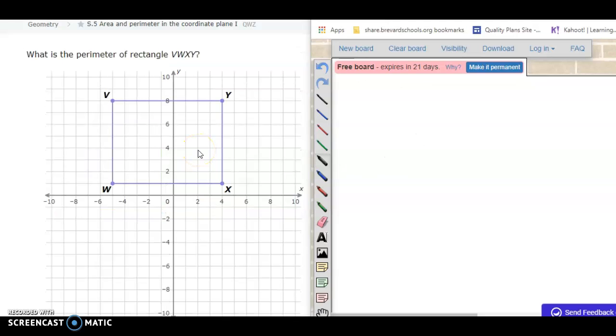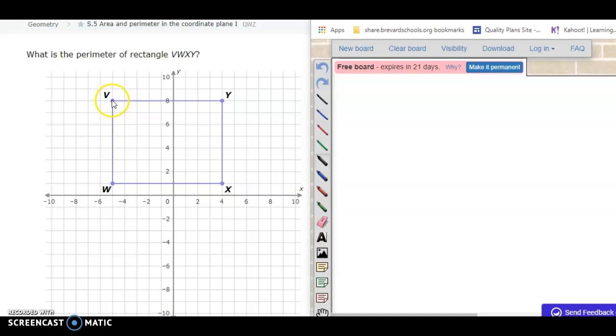This one is very much like the last one. The only thing is, this time it wants perimeter, and it's a rectangle. So this time all my sides are not going to be the same. However, in a rectangle, we know my top is equal to my bottom, and my right is equal to my left. So how do I find perimeter? You have to add all the sides. So first we need to find all of our sides.